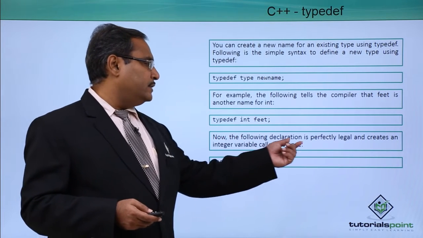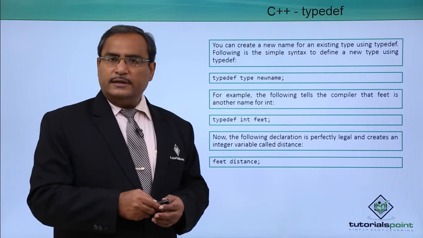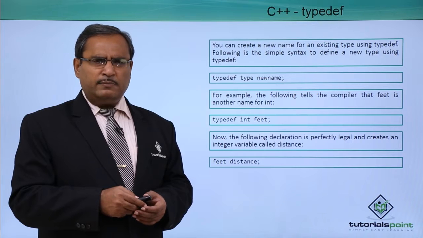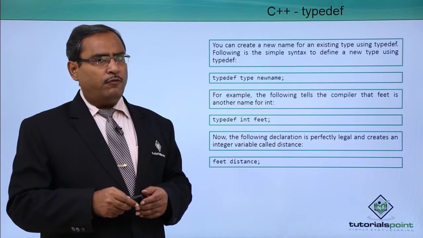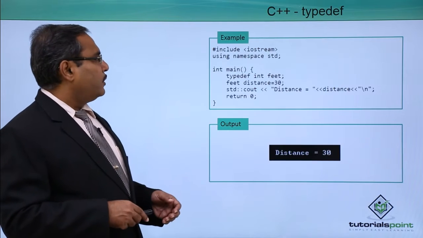So now the following declaration is perfectly legal and creates an integer variable called distance. So I think our concept will be clear if we go for one example in code. So here is the example for us.